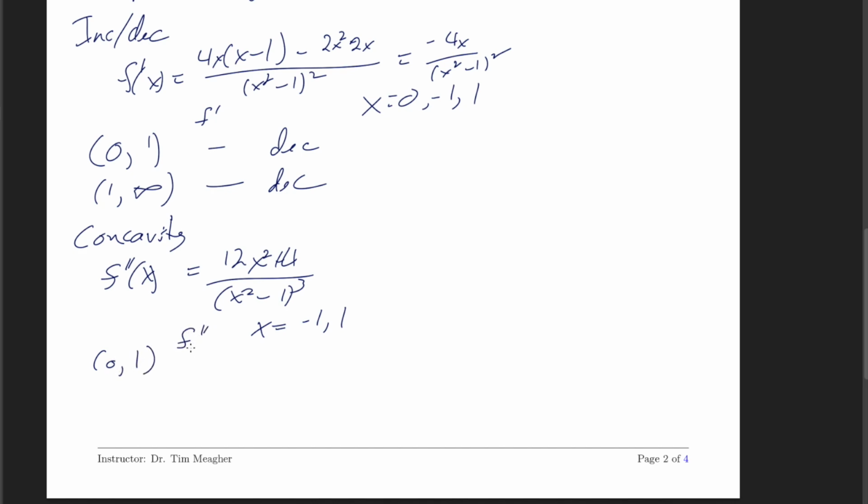We're going to look at f double prime from 0 to 1 and from 1 to infinity. Here the numerator is always positive, and from 0 to 1 the denominator is negative. This will be negative, so I'm concave down. So here I'm down, and then this will be positive and this will be positive, so I'm up in this case. And there we have enough. We should have enough to do everything.